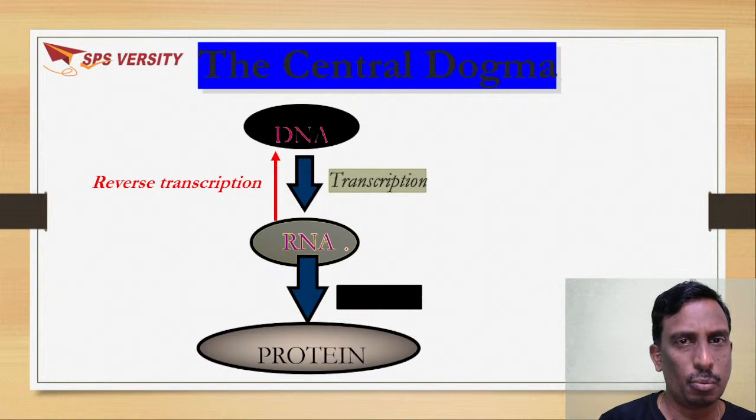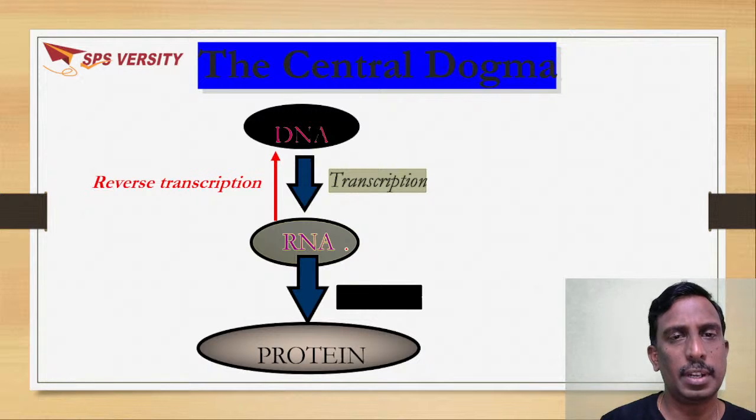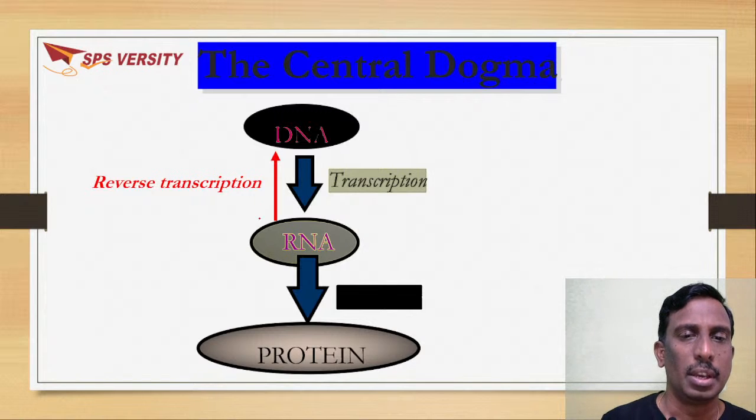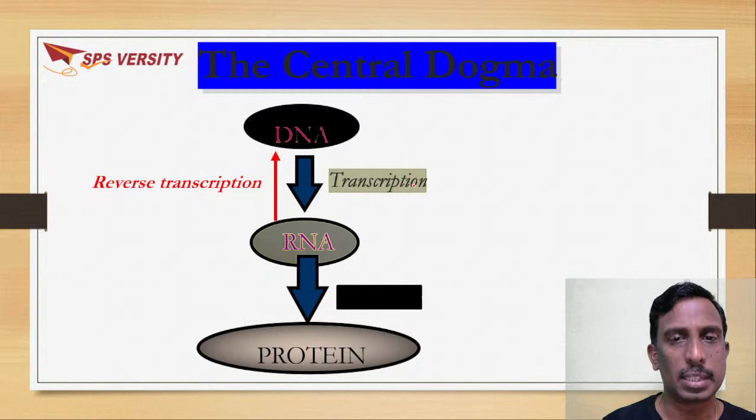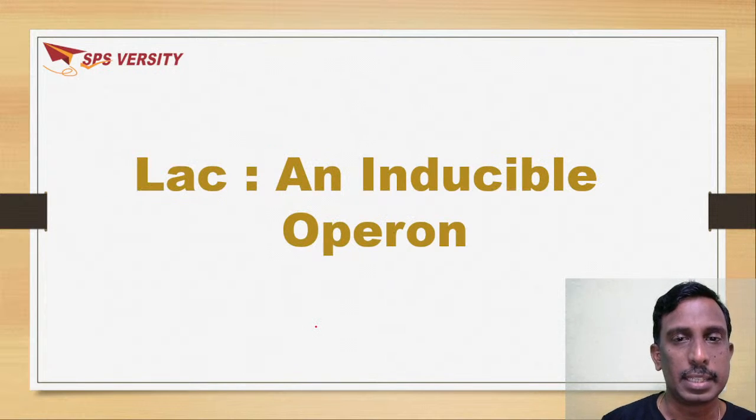The structural genes will form proteins by transcription and translation. On transcription RNA is formed, on translation protein is formed, and these proteins act like enzymes.